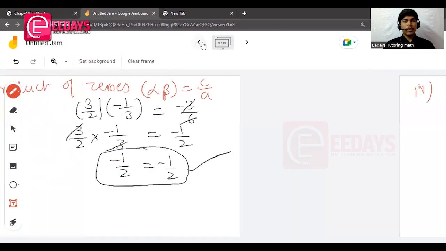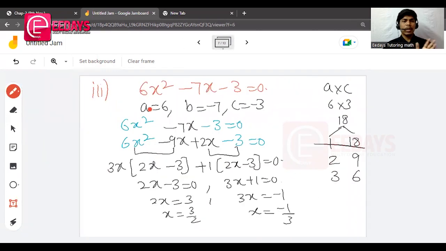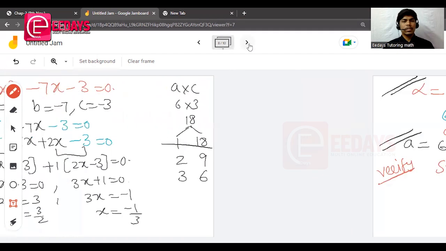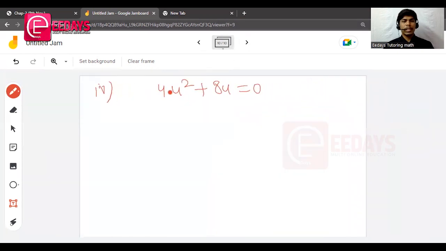Sir, in the previous one, I agree with you, sir, but in the previous one, they gave the quadratic equation like this, 6x square minus 7x minus 3. We have seen three terms, but here there are only two terms. How can we do the splitting middle term process? By finding zeros. Think about it.